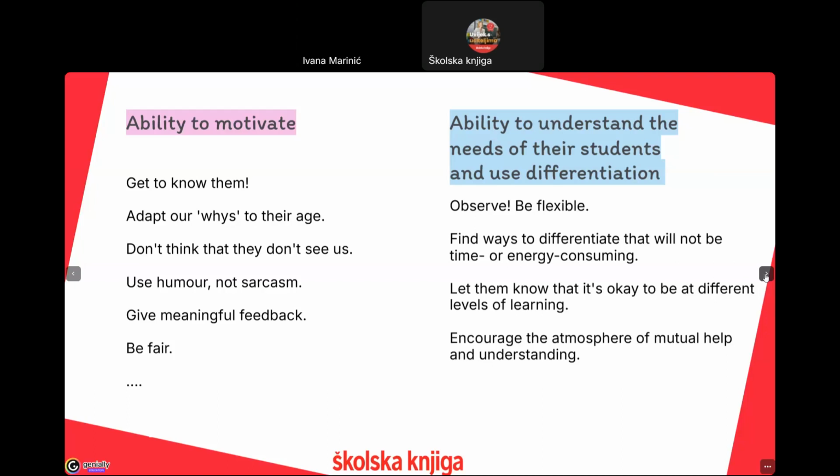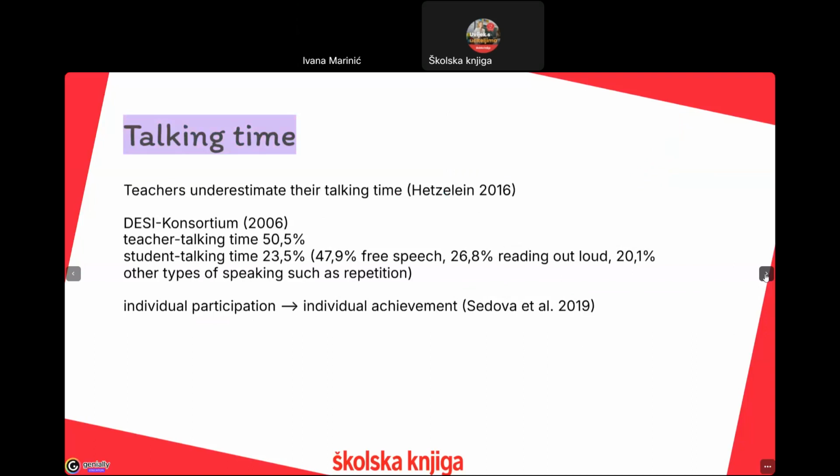Encouraging the atmosphere of mutual help and understanding is also something that worked for me. In terms of talking time, which is also something that we cover in the book, I'll just go shortly over it. We underestimate our talking time. We think that we talk less than we actually do. This is a German study which showed that teacher talking time is 50.5% and student talking time is 23.5%.